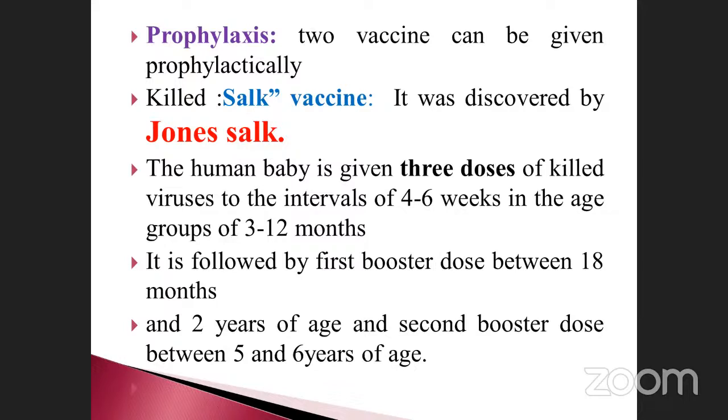It is followed by the first booster dose between the 18th month and the second year of age, and the second booster dose between 5 to 6 years of age. These are very, very important things. Note it down: how many doses, at which time. 3 to 12 months, 18 months, and also the 5th and 6th year. First dose, first booster dose, second booster dose, just like that.